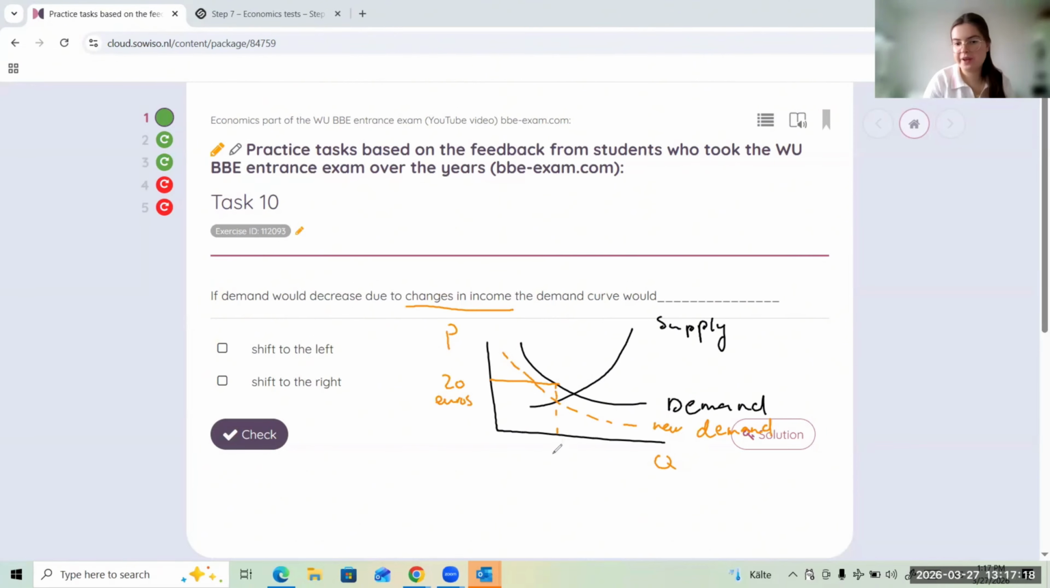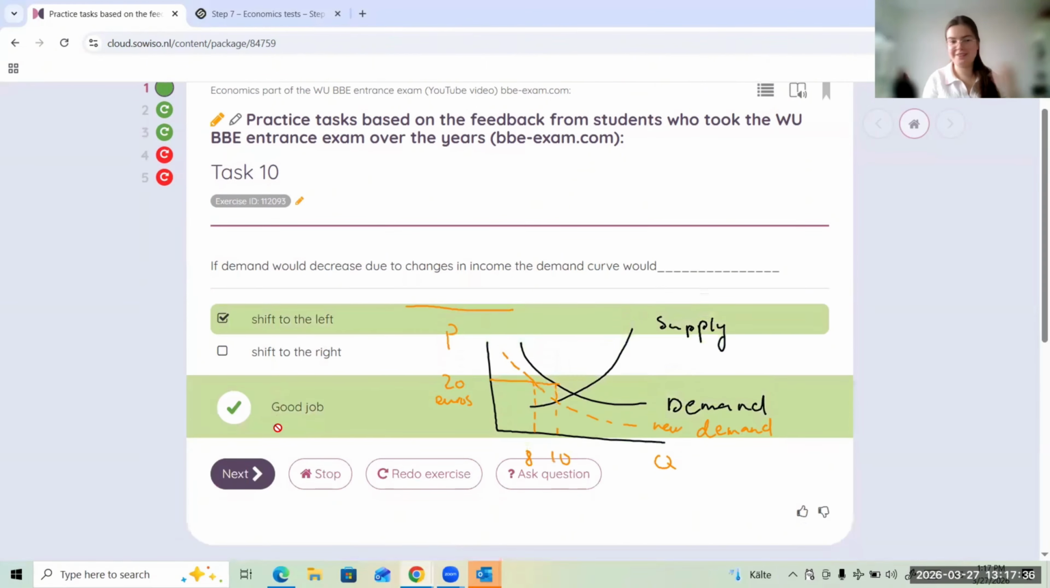For this price, people were buying 10 of something. And then when demand decreased, for the same price, people will buy less. Let's say they buy 8 of that something. So that's how you can see that demand has decreased, and therefore it is indicated by the shift to the left of the demand curve. Ta-da.